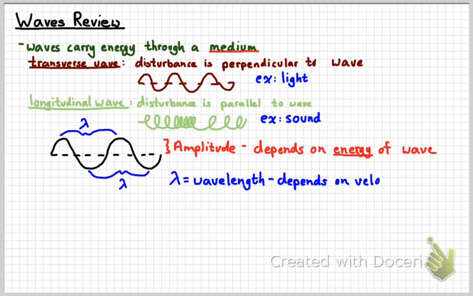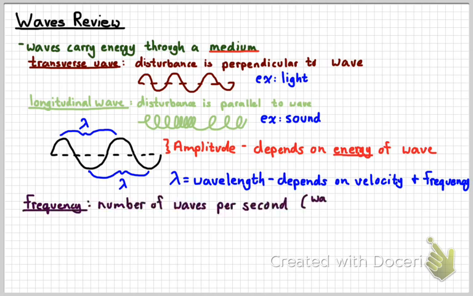The wavelength depends on the velocity of the waves and the frequency. The bigger the frequency, the smaller the wavelength. Remember, frequency simply means the number of waves per second, and we measure that in a unit called hertz, which is just waves per second.